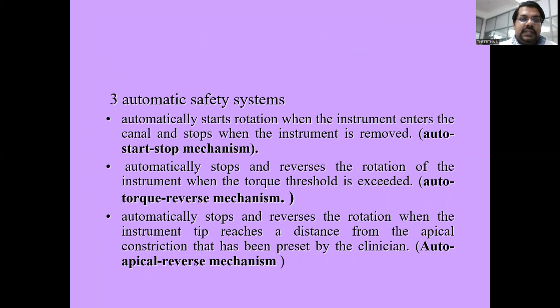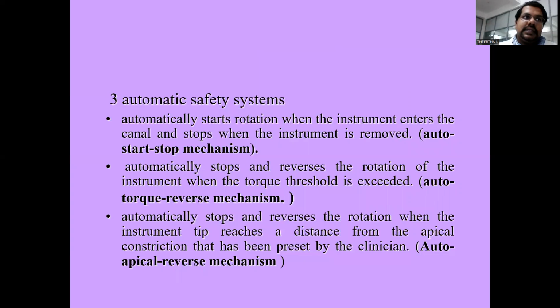Three automatic safety systems are there. The auto start-stop mechanism automatically starts rotation when the instrument enters the canal and stops when the instrument is removed. The auto torque reverse mechanism automatically stops and reverses the rotation of the instrument when the torque threshold is exceeded. And the auto apical reverse mechanism automatically stops and reverses the rotation when the instrument tip reaches a distance from the apical constriction that has been preset by the clinician.